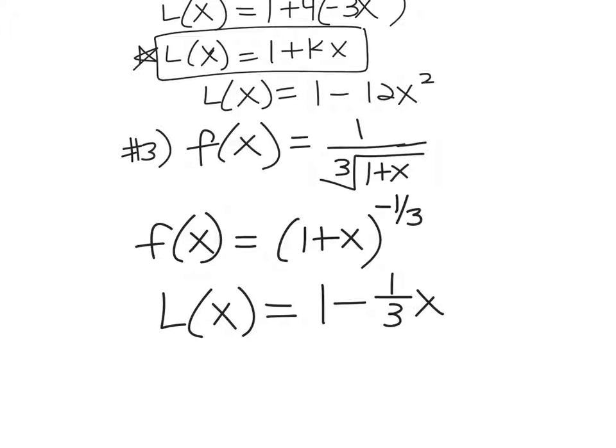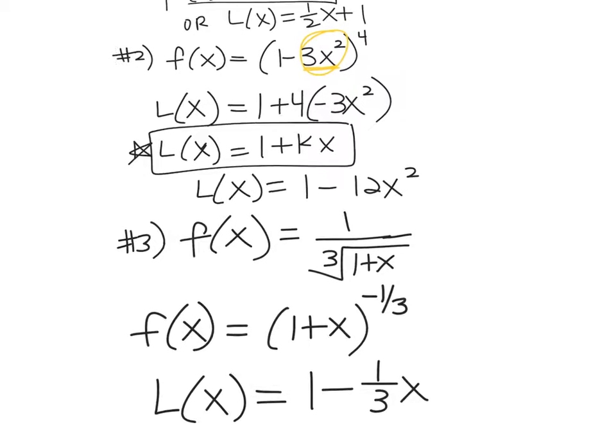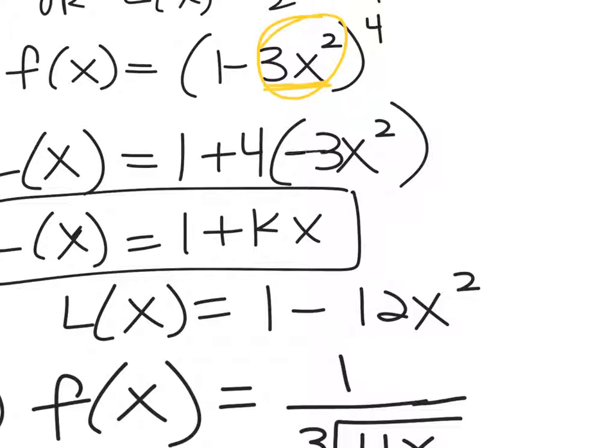And so like in problem number 2, how it was like 1 minus 3x squared to the fourth, it doesn't matter that it's minus? Yeah, it'll carry over with it. So that's why I wrote the negative right here with the 3x squared.